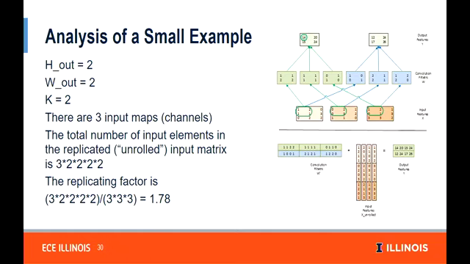Does that make sense? And it's intuitive, right? Every output element requires a K by K private section. So if the input and output feature maps are very big and about the same size, then the replicating factor should be just K by K. Okay, so this is all intuitive. Any questions?